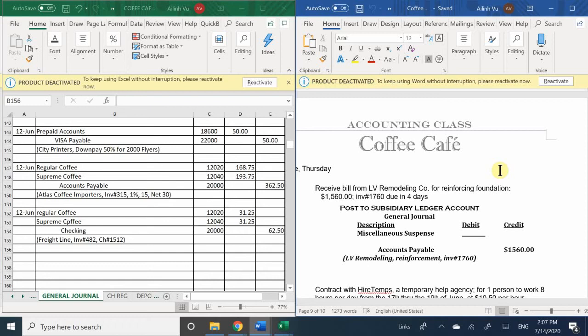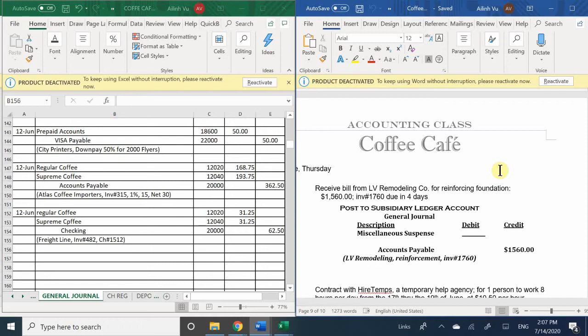Okay? But technically, miscellaneous expense also. I'm sorry, say that again? It goes in miscellaneous expense also. Suspense, not expense. Yes, because right now my coffee grinder is right there. And I want to include it as part of the cost of the asset.